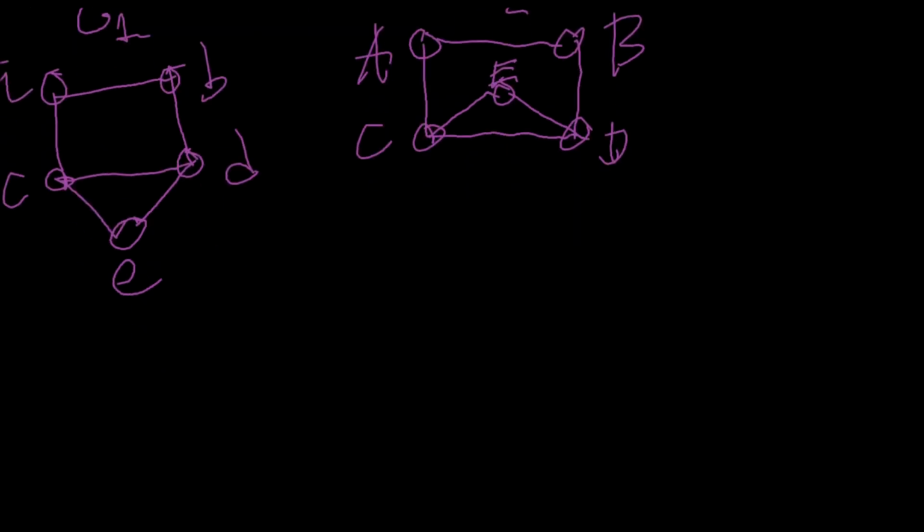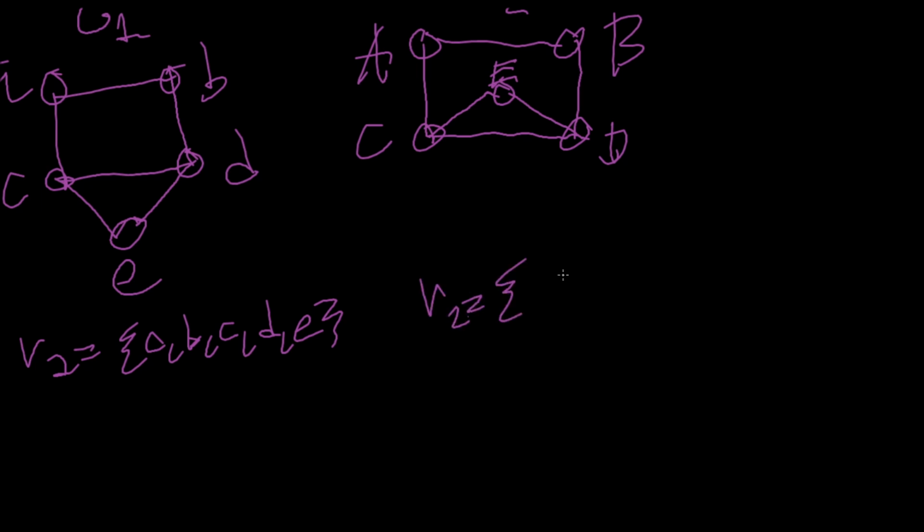And the vertex set of G1, let's call it V1, is just equal to A, B, C, D, E. And the vertex set of G2, let's call it V2, is again equal to capital A, B, C, D, E.